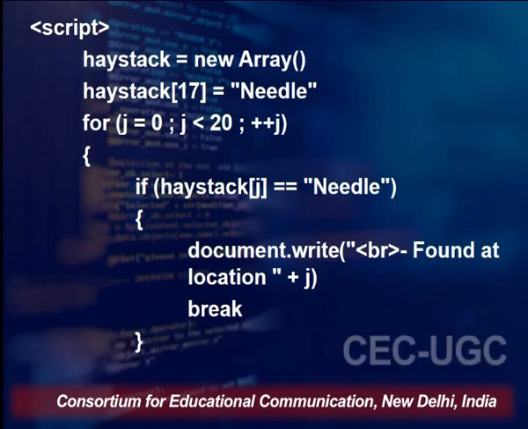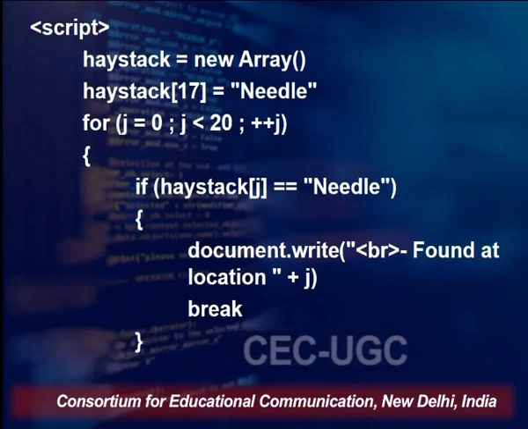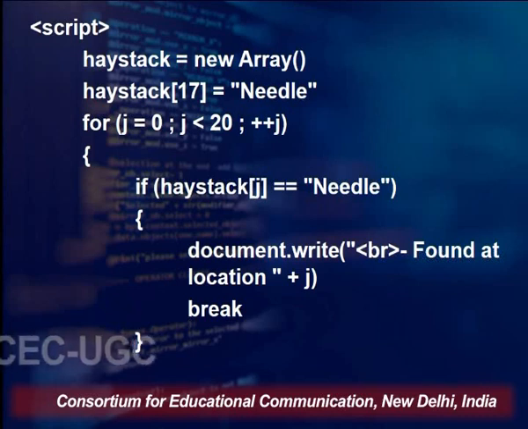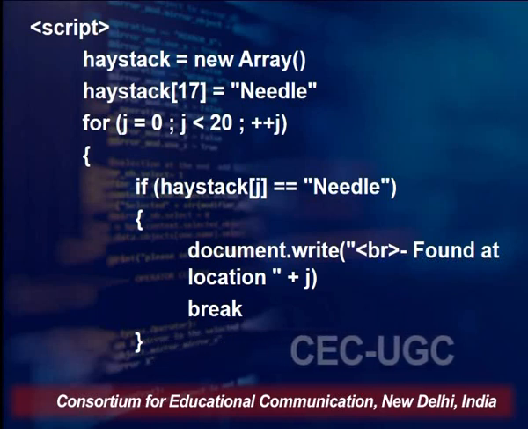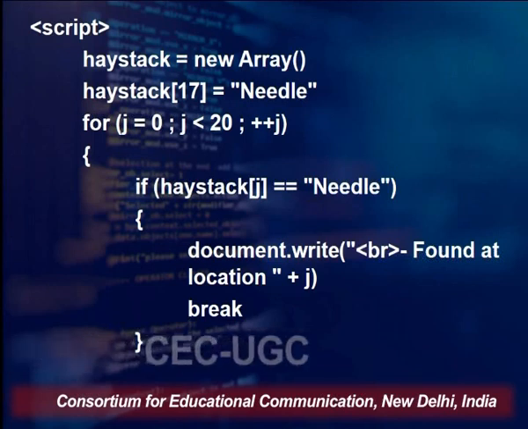Of course, we are running a simple for loop in which we are initializing, and because the size of the array is 20, we are taking it as 20. So we are saying while j is less than 20, and we are saying plus plus j, that every time the value of j will be incremented, and then we are using the if statement to compare each element of the array with the word needle.